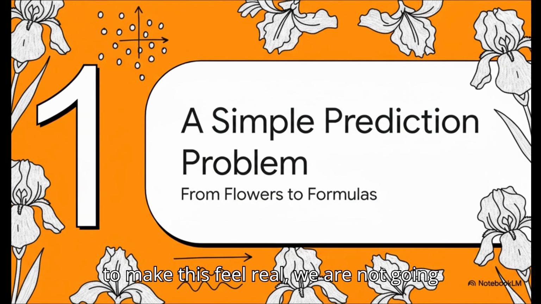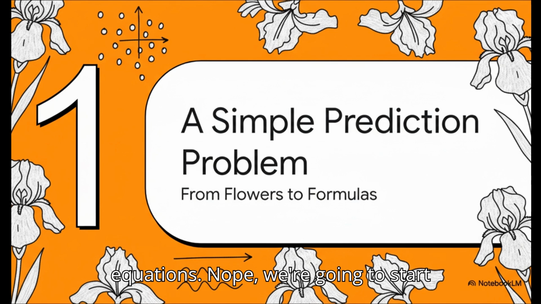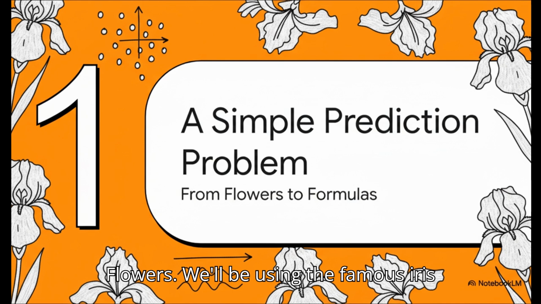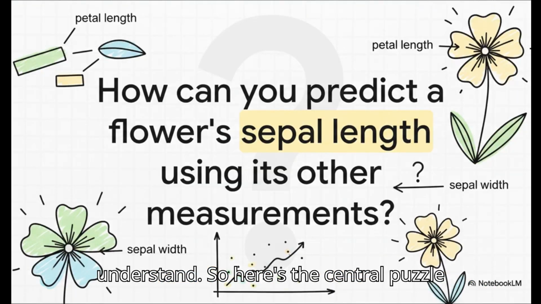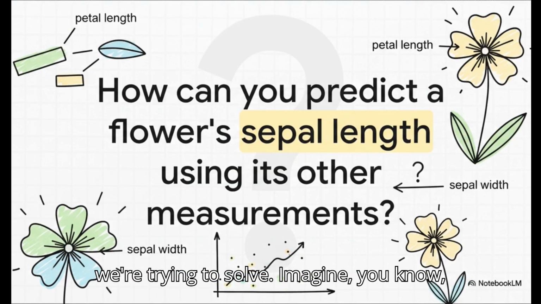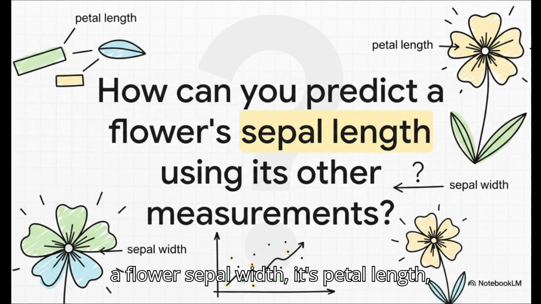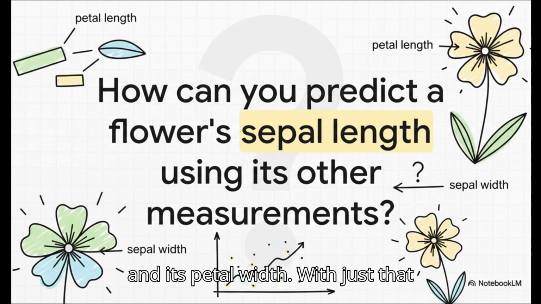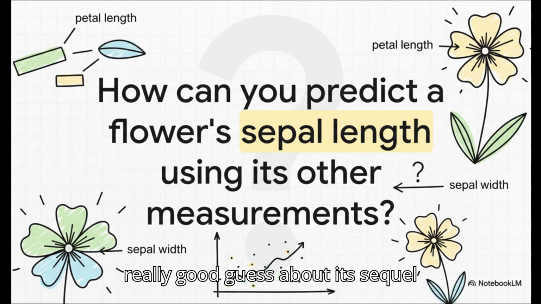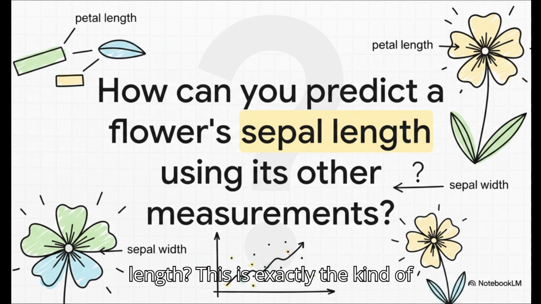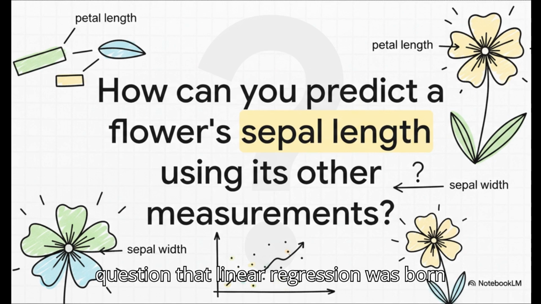Okay, so to make this feel real, we are not going to start with a bunch of abstract math equations. Nope. We're going to start with something a little more beautiful. Flowers. We'll be using the famous iris dataset to ground this whole thing in something we can actually see and understand. So here's the central puzzle we're trying to solve. Imagine you know a flower's sepal width, its petal length, and its petal width. With just that information, could you make a really good guess about its sepal length? This is exactly the kind of question that linear regression was born to answer.